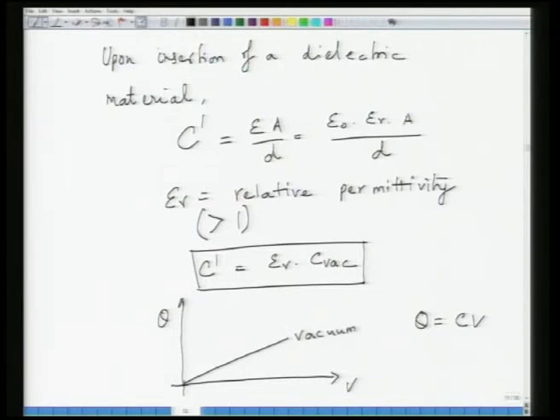What will happen when you insert a material? When you insert a material, it goes like that. So, this curve, or this line, shifts to the right, or shifts to the left, as you increase the epsilon of the material. So, this would mean increasing epsilon r, and this would mean epsilon r is equal to 1, which is nothing but your vacuum.